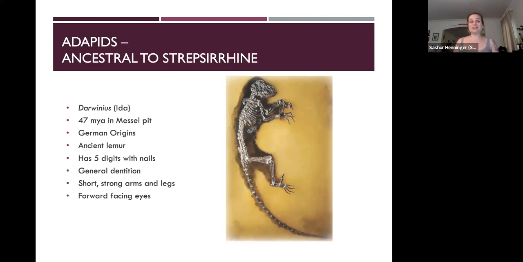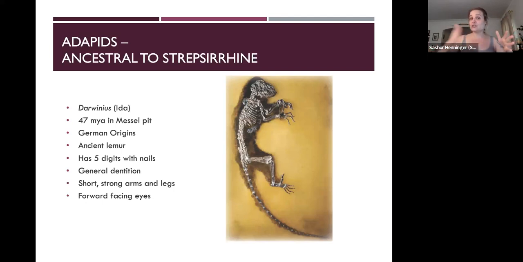So Ida darwinius was absolutely a primate, likely one of the groups of primates that would evolve eventually towards those kind of primitive-like strepsirrhine traits. So notice that strepsirrhines are starting to appear first, and that would make sense because they are the most primitive of the primates. And as we move from a rodent-like mammal to a primate, it's not going to be overnight.